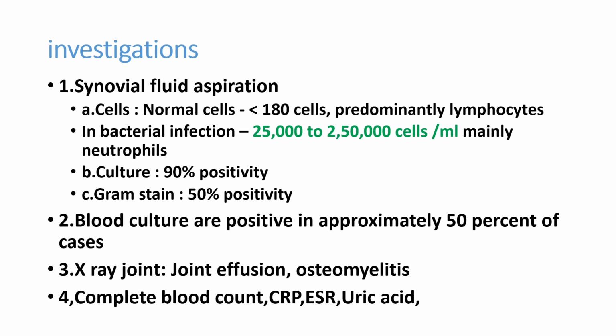Patients have all features of septic arthritis: joint effusion, pain, tenderness, redness, everything. But gout commonly occurs in the first metatarsophalangeal joint. Septic arthritis commonly occurs in the knee joint, but both can occur in any other joints also.